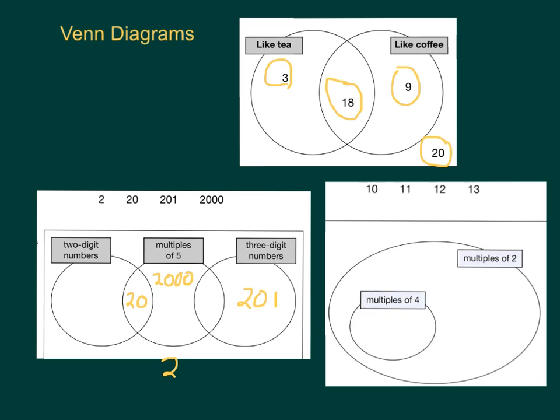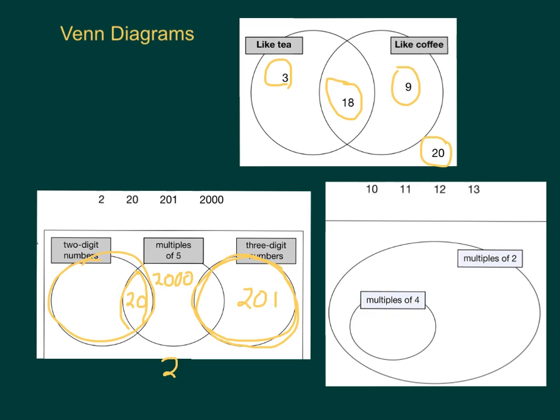So, if we look at the first one, 2 is not a 2-digit number, a multiple of 5, or a 3-digit number, so it has to be on the outside. 20 is a 2-digit number and a multiple of 5, so it has to be in both of these circles here. 201 is a 3-digit number, not a multiple of 5, so it only belongs in this circle here. And 2000 is a multiple of 5, but it's a 4-digit number, so it's got to be outside of this circle and outside of this circle.